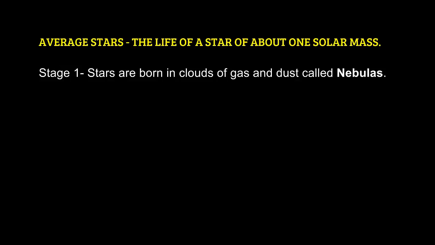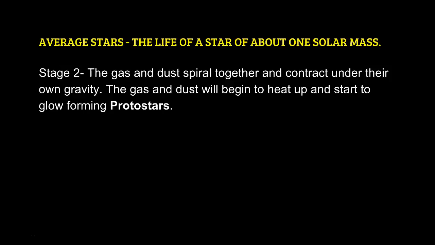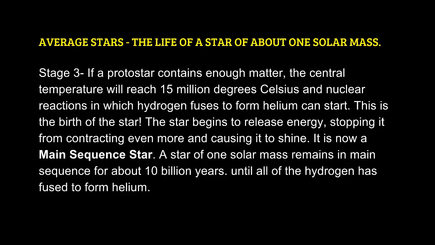And then there's some information here about the different stages. So the slides with the yellow on top are about average mass stars. Stage 1 for all stars is nebula. Stage 2 for all stars is when the nebula collapses and heats up and forms a protostar.